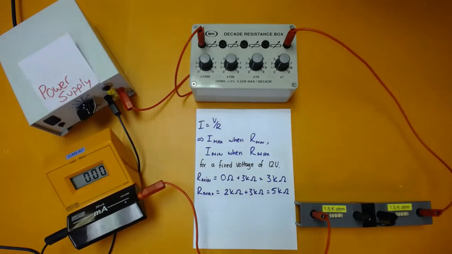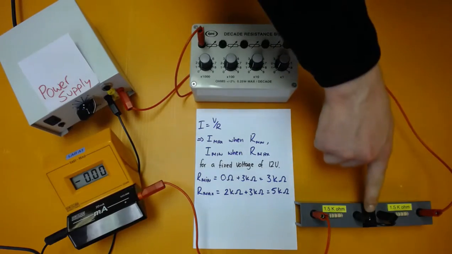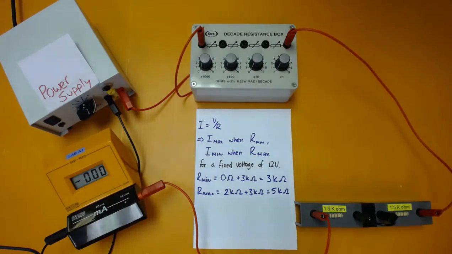Our maximum resistance is when this is set to 2 kilo-ohms. So we have 2 kilo-ohms plus 3 kilo-ohms. So our maximum resistance is 5 kilo-ohms.